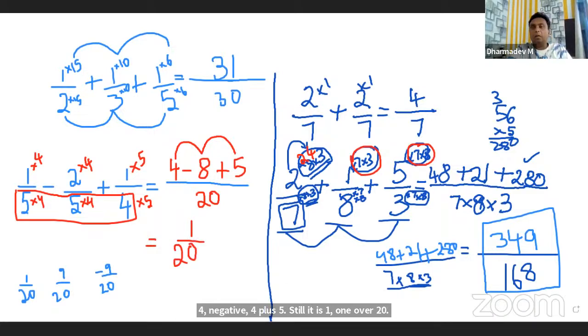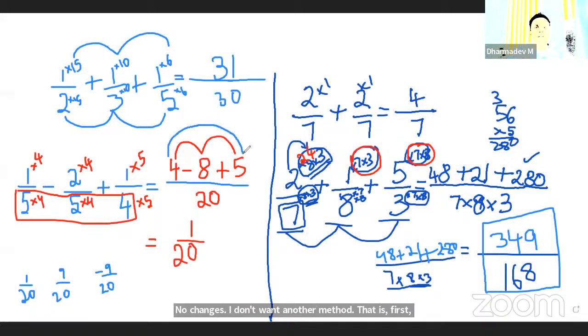Else, I do another method. That is, first I added the positive numbers, 5 plus 4, 9. 9 minus 8 is also 1. Any method, the answer is same. Are you clear with that?